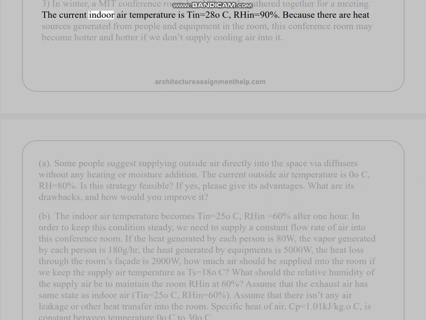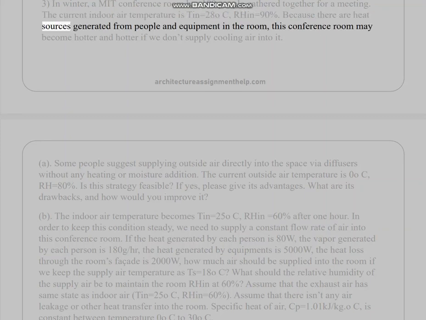The current indoor air temperature is TIN equals 28.0 C, RIN equals 90%. Because there are heat sources generated from people and equipment in the room, this conference room may become hotter and hotter if we don't supply cooling air into it.